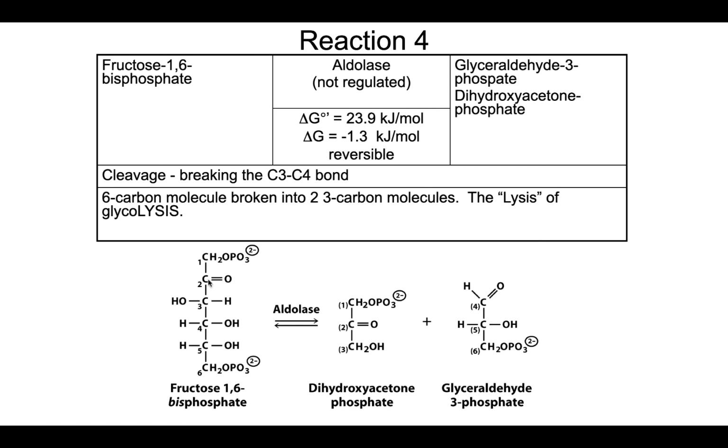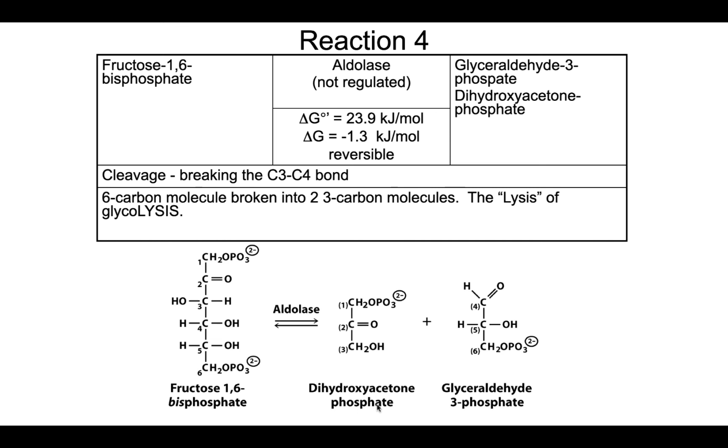So notice there is our carbonyl carbon, the ketose of our ketose. There's the 1 carbon with the phosphate group, there's the 6 carbon with the phosphate group, and all the carbons in between. And now what aldolase does is it catalyzes the breaking between 3 and 4. And so what we end up with are 2 3-carbon molecules, 2 different 3-carbon molecules. Dihydroxyacetone phosphate.